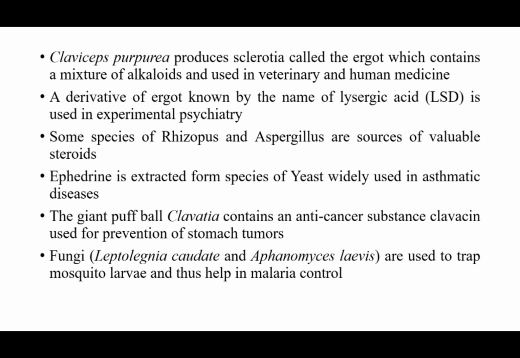Some species of Rhizopus and Aspergillus are used for valuable steroids. Ephedrine is extracted from yeast, which is used as anti-asthmatic medicine. The giant puffball or Calvatia contains the anti-cancerous substance calvacin, used for prevention of stomach tumors. Fungi Leptolegnia caudata and Aphanomyces laevis are used to trap mosquito larvae and thus help in malaria control.